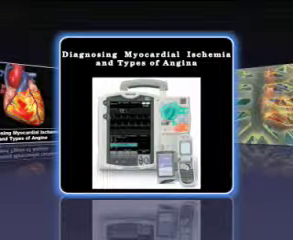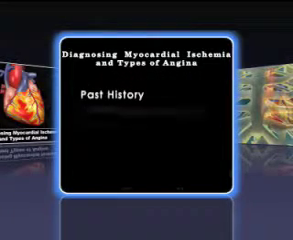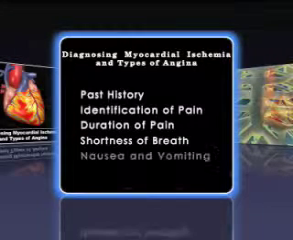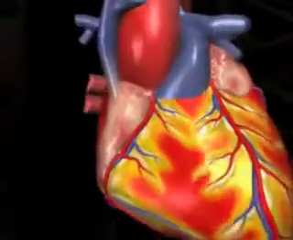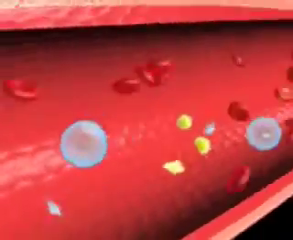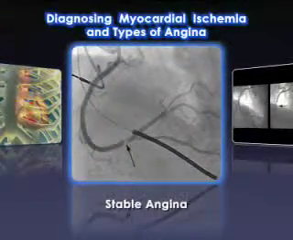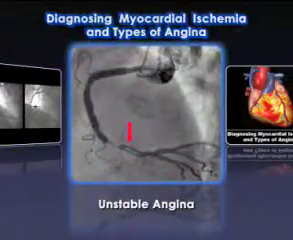Early diagnosis of coronary artery disease can prevent myocardial infarction. The diagnosis is based on past history, identification and duration of pain, and associated symptoms like shortness of breath, nausea, and vomiting. Blocks in the arteries result in heart attack. Major risk factors are older age, high blood pressure, high blood cholesterol, and diabetes. There are 3 primary types of angina: stable angina, variant angina, and unstable angina.